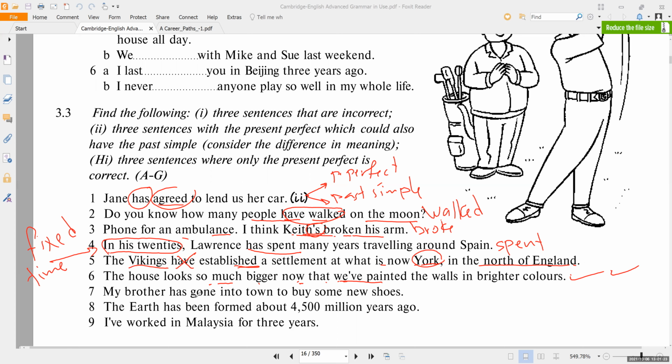Number 7, my brother has gone into town to buy some new shoes. So this one is okay too. Number 8, the earth has been formed about 4,500 million years ago. The earth, we don't say has been formed, so this is incorrect. We say the earth formed. Why? Because this is a fixed time.